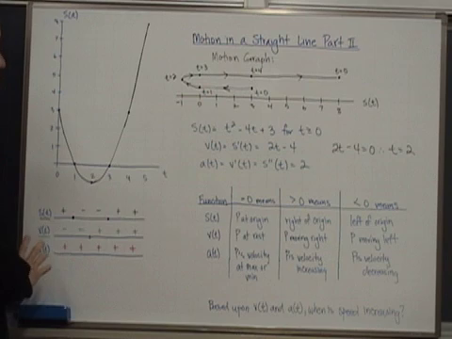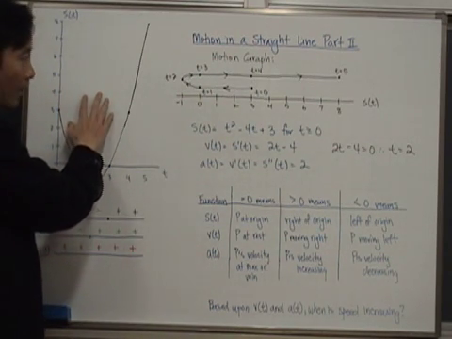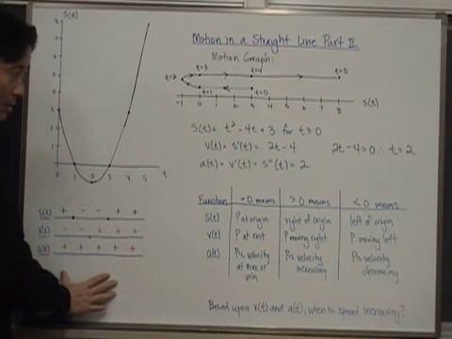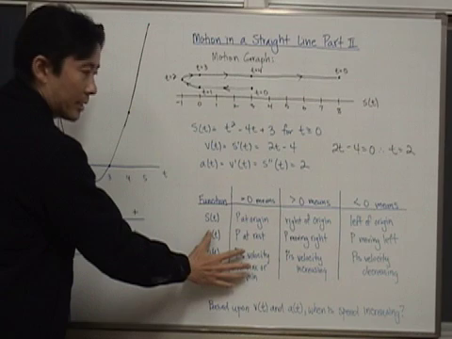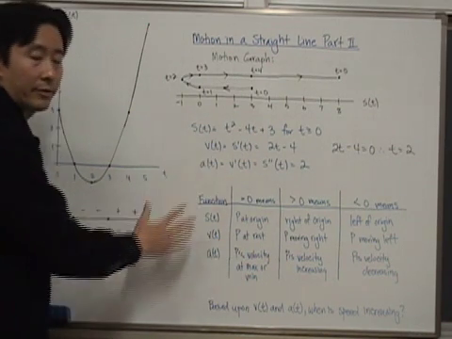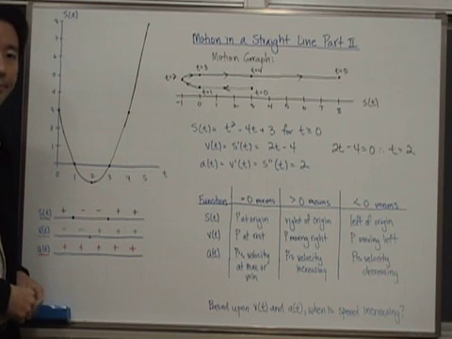If you can see the relationship between the two-dimensional graph, the sign chart, as well as the motion graph, by applying this table here, then you've understood everything that you need to know with regards to motion in a straight line.